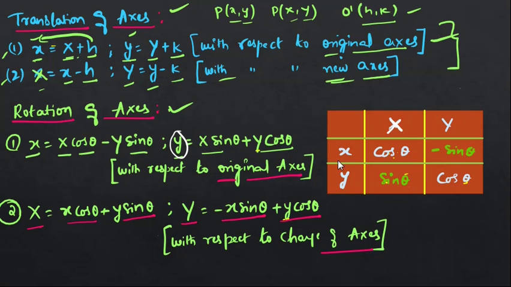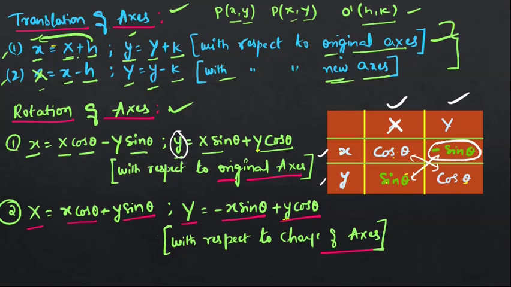Okay friends, now I'll show you how to remember these formulas. For that you need to draw this rectangular box. In this you write capital X and capital Y here, and small x and small y here, and on this diagonal you write cos theta, and on the opposite diagonal you write sin theta, but here you write only minus sin theta, right? If you draw this, then I'll show you how to remember this.